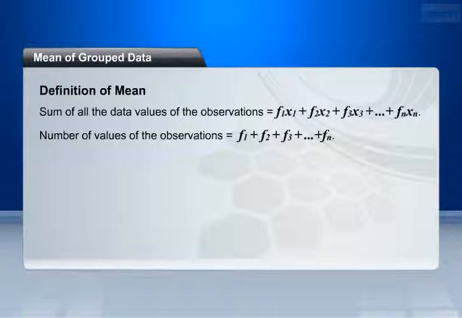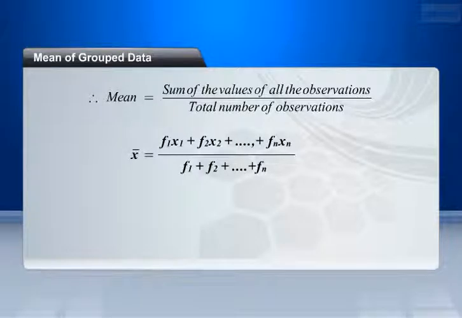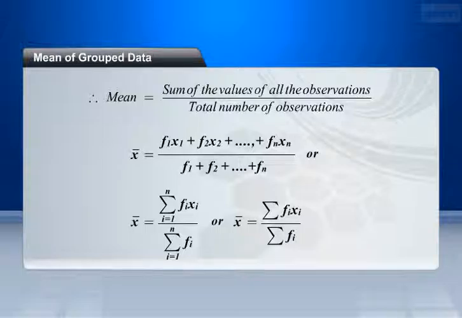Since frequencies represent the number of times an observation is occurring, therefore mean equals sum of the values of all the observations divided by total number of observations. X bar equals f1 x1 plus f2 x2 plus, and so on, plus fn xn, divided by f1 plus f2 plus, and so on, plus fn. Or, x bar equals sigma i equals 1 to n fi into xi, divided by sigma i equals 1 to n fi. Or, x bar equals sigma fi into xi divided by sigma fi.